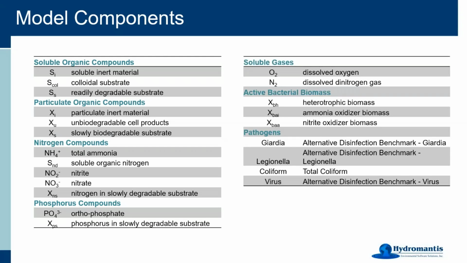The other thing, of course, is that when we are modeling biological systems, we need to have some bacterial biomass. So we have 3 types of biomass in this particular model. One removes the organic material and oxidizes it into CO2 and water. And the other 2 biomass are ammonia oxidizers and nitrite oxidizers. And again, we have 4 types of pathogens in the library that can be tracked throughout the system. So this is a first round of components that we selected in developing our water treatment plant library.